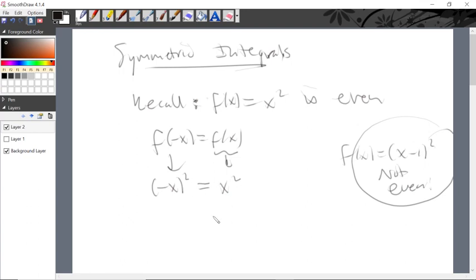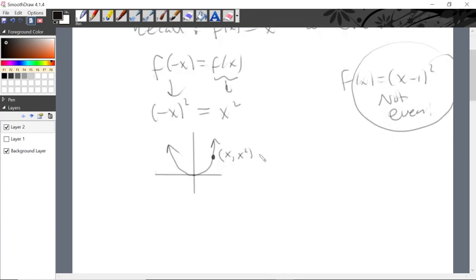Now, why is this true geometrically? If we were to graph the function f of x is equal to x squared, recall that every point on the graph has that symmetry. For every point we choose on the graph, let's say I choose a point to the right of the y-axis, for whatever the value of x is that we plug in, the value of y is going to be x squared. For instance, a point like 3, 9 would be on the curve.